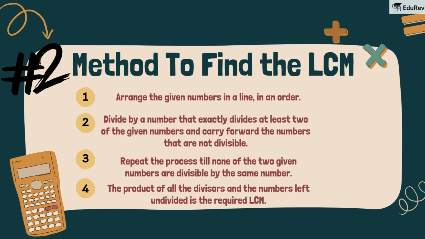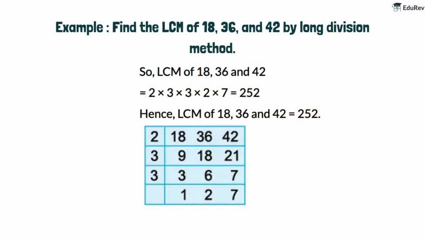Once we have finished dividing, the next step is to find the product of all the divisors we used and the numbers that were left undivided. This product is our required LCM. For example, to find the LCM of 18, 36, and 42, we perform the division process and find that the LCM is 252.